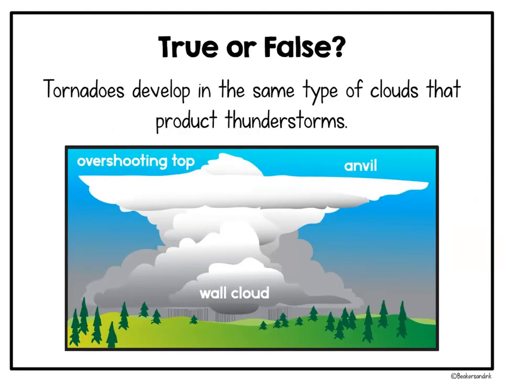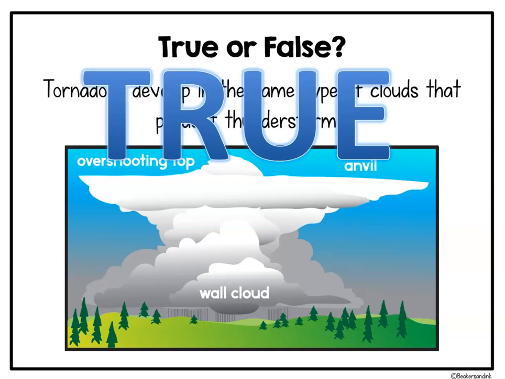So here's a true or false question for you here. Tornadoes develop in the same type of clouds that produce thunderstorms. And that is true. We know those are called cumulonimbus clouds.